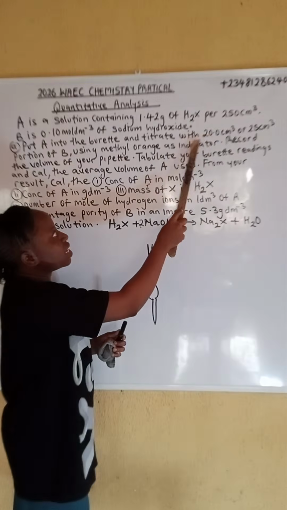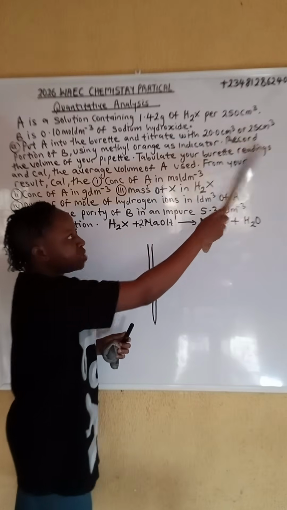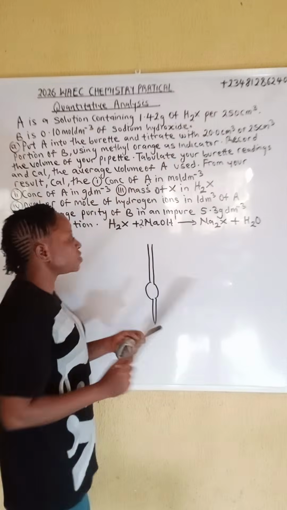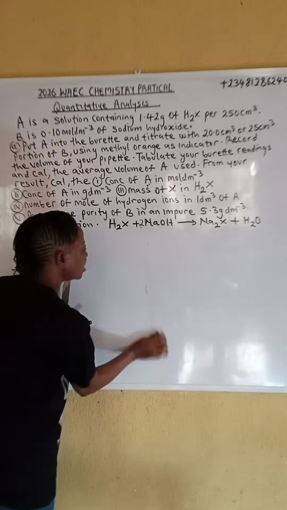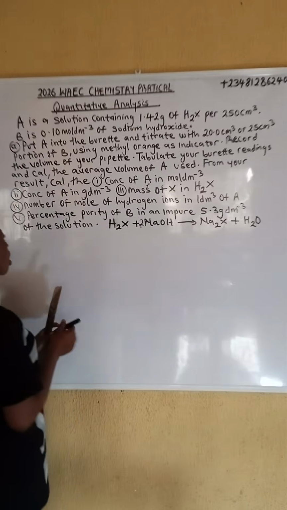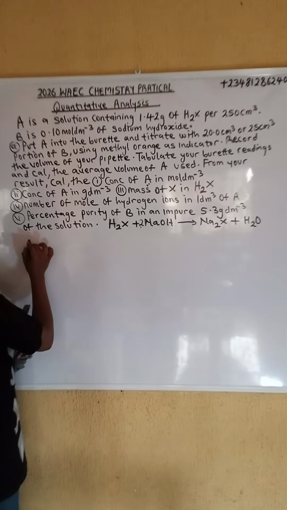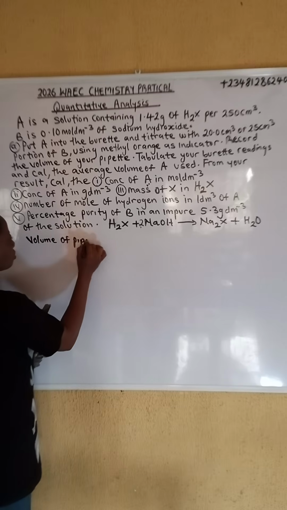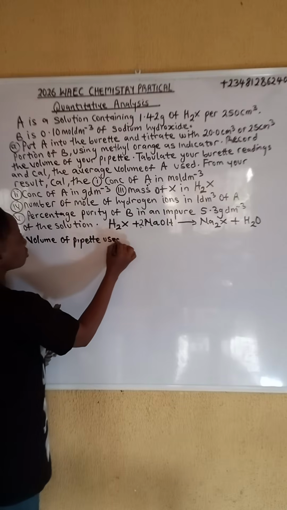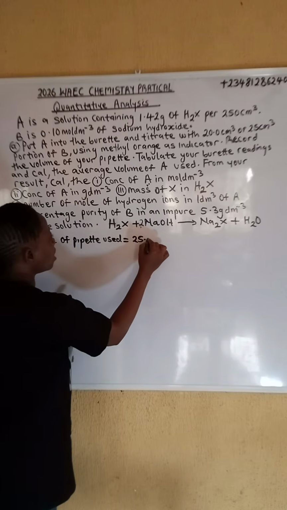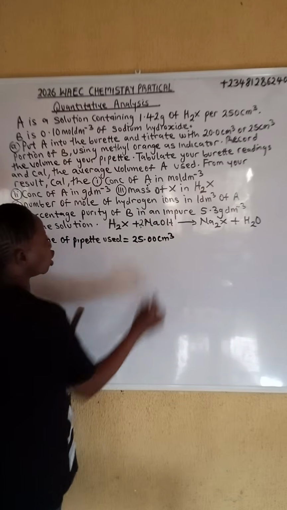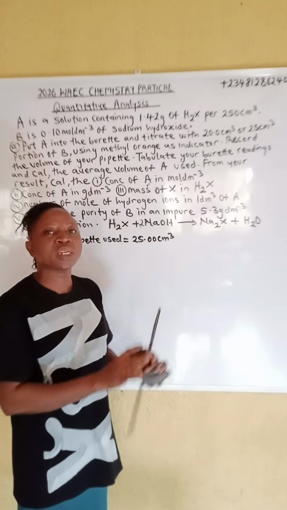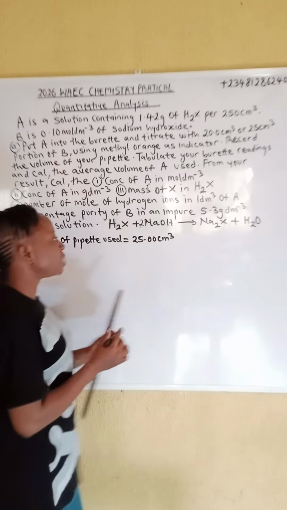Now, the volume of my own pipette is 25 cm³. You can see that the question says 20 or 25 cm³. So your own can be 20 cm³, your school pipette can be 25 cm³. But my own school pipette is 25 cm³. So that is the first thing that you need to record. So volume of pipette used equals 25.00 cm³. Then your volume must be in 2 decimal places. Make sure that you record your volume in 2 decimal places.